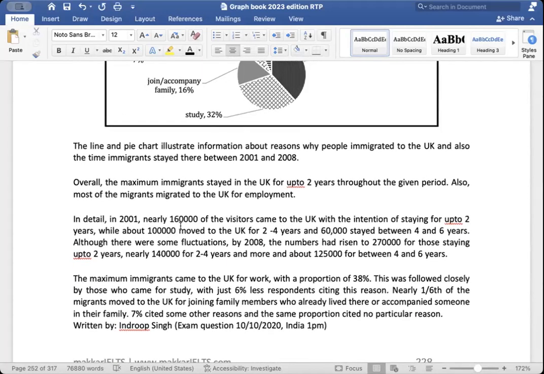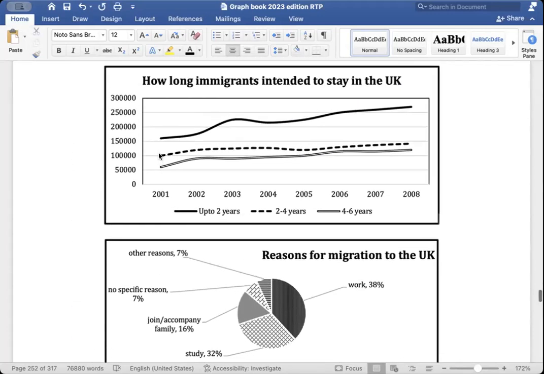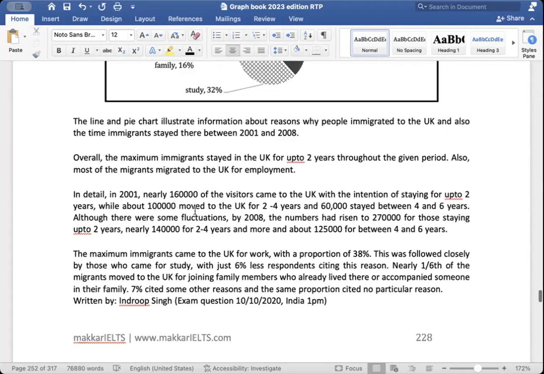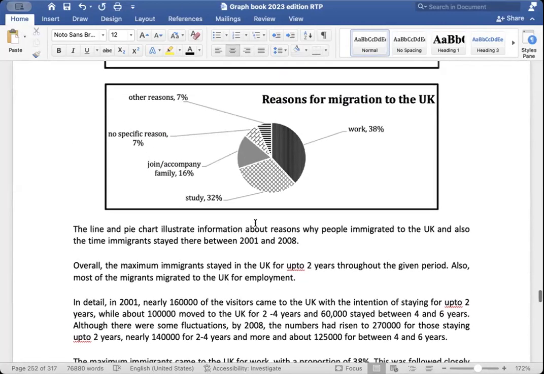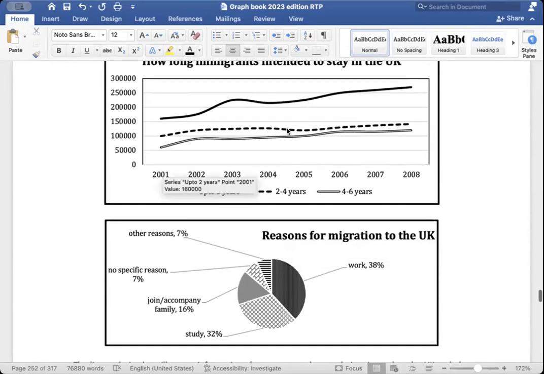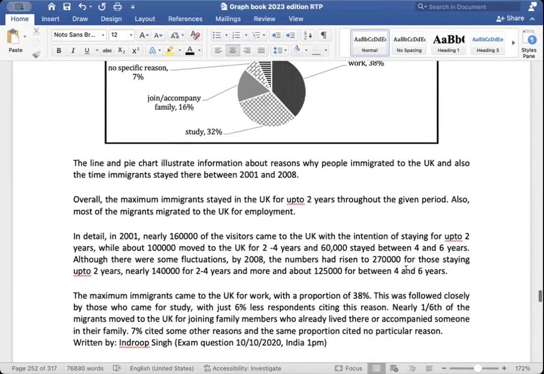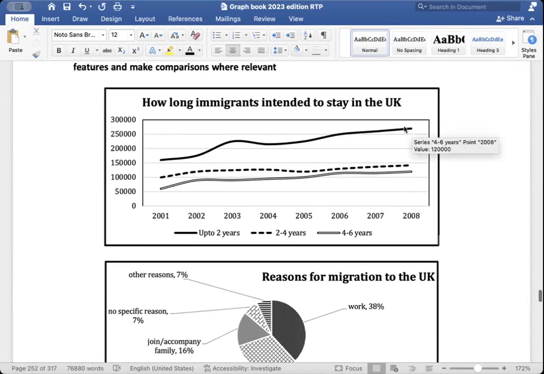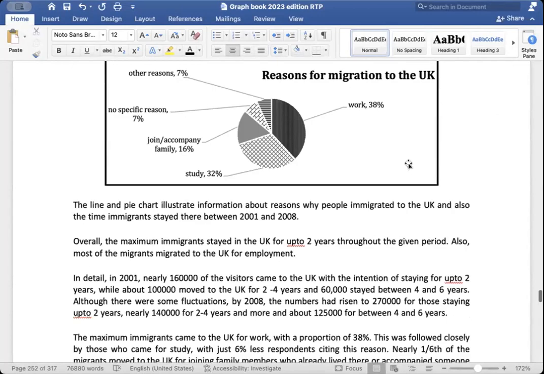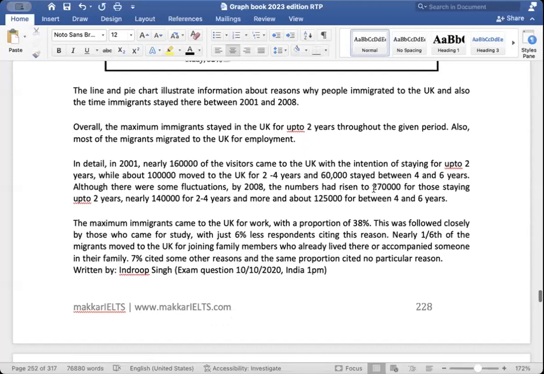While about 100,000 moved to stay for 2 to 4 years, and 60,000 stayed between 4 and 6 years. Although there were some fluctuations, by 2008 now I have put a line here, the numbers had risen to this for the people staying up to 2 years. The number had risen to 270,000 for those staying up to 2 years, nearly 140,000 for 2 to 4 years, and about 125,000 for between 4 and 6 years.